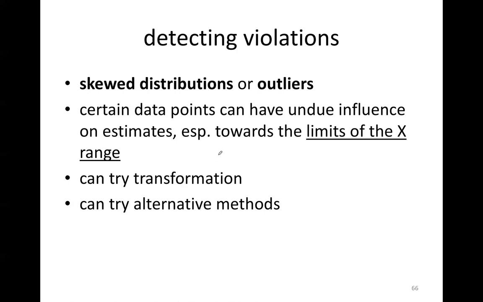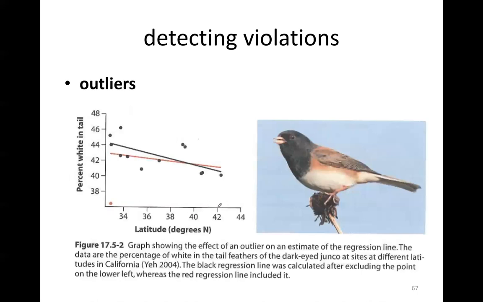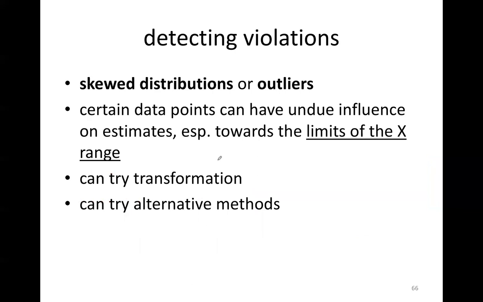And such outliers can have a particularly strong effect if, instead of being in the middle, they're towards the end of the x range. So if we have some extreme values at either end of the range of observed x values, or the x values we've collected, if we have extreme y values around the edges, then they will have a strong influence on the regression line.